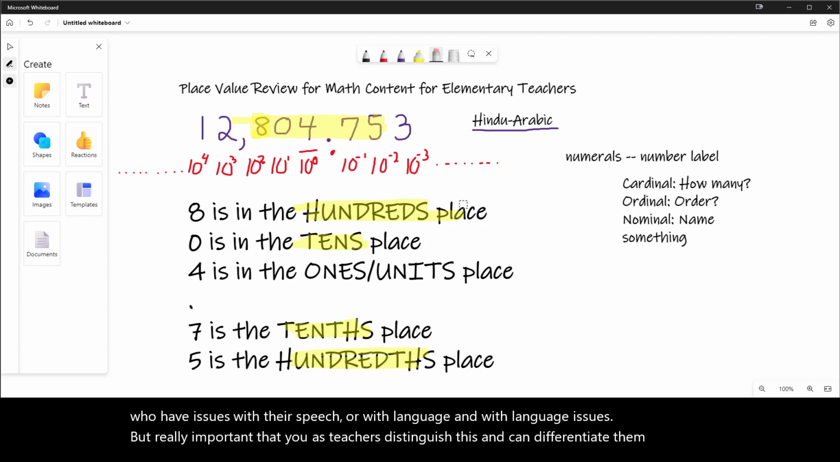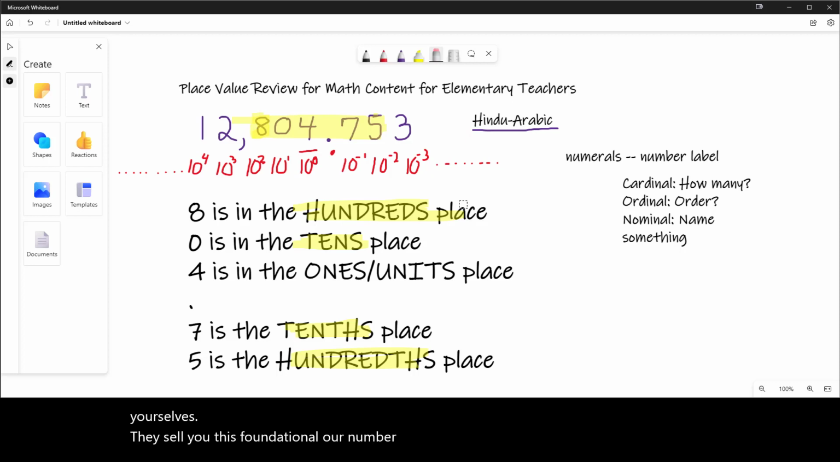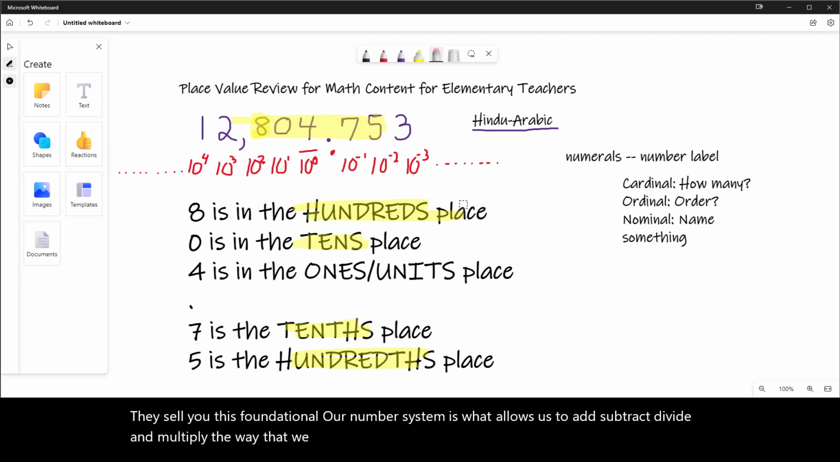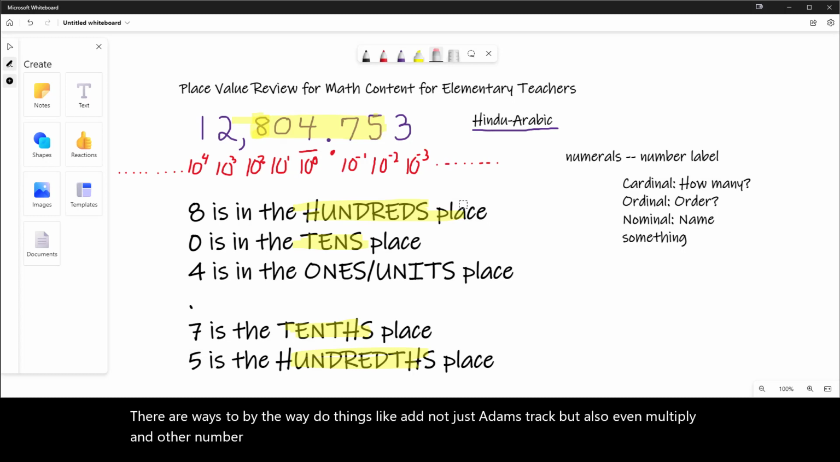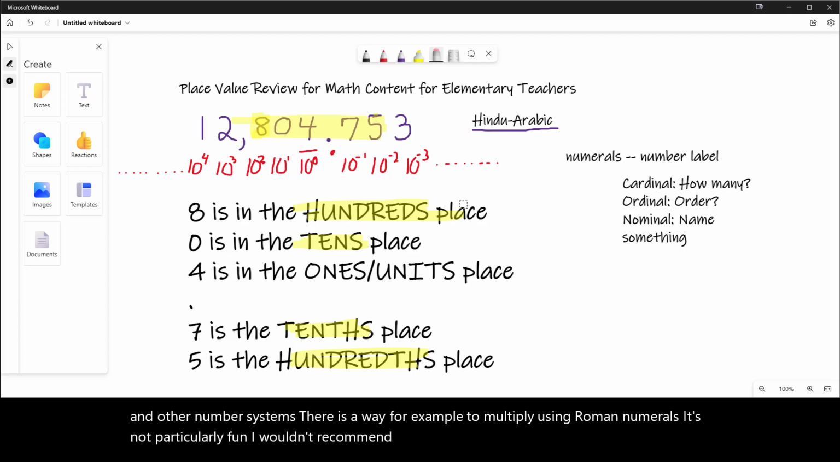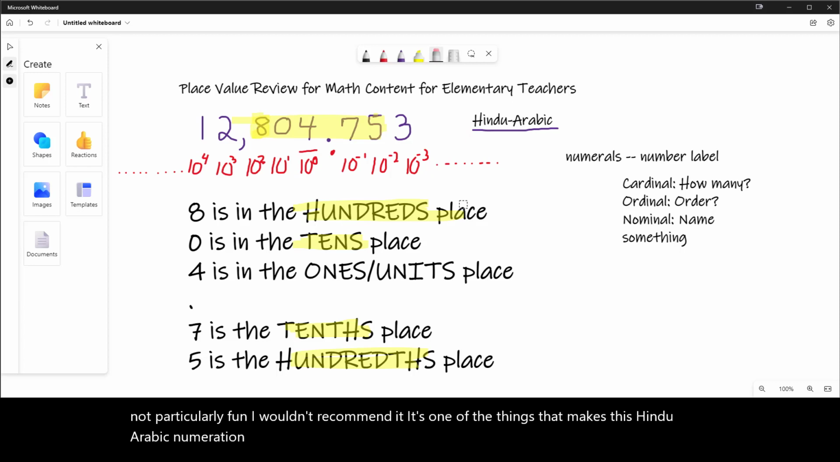Place value is foundational in our number system. It's what allows us to add, subtract, divide, and multiply the way that we do. There are ways to, by the way, do things like add, not just add and subtract, but also even multiply in other number systems. There is a way, for example, to multiply using Roman numerals. It's not particularly fun. I wouldn't recommend it. It's one of the things that makes this Hindu-Arabic numeration system more efficient than other numeration systems for those types of basic arithmetic.